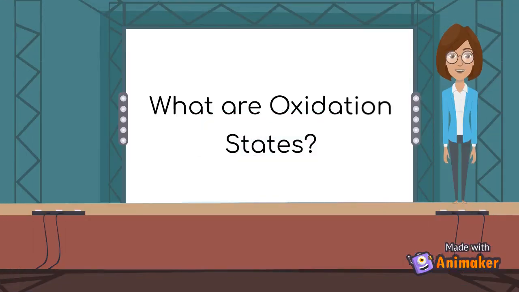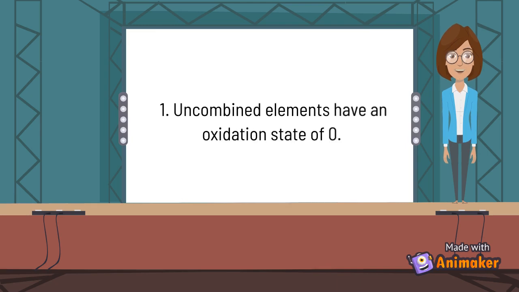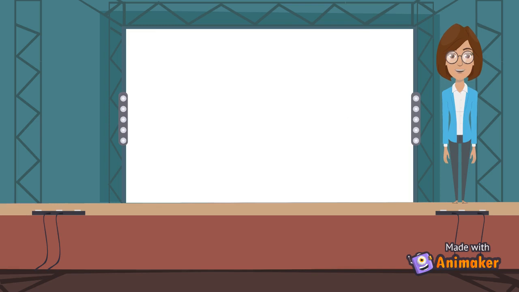Now let's learn a little bit about oxidation states. To start with, an oxidation state of a compound is a measure of how oxidized it is. There are several rules to determine the oxidation state of a compound. Let me explain. 1. Uncombined elements have an oxidation state of 0. So for example, if sodium was present uncombined, it would have an oxidation state of 0.